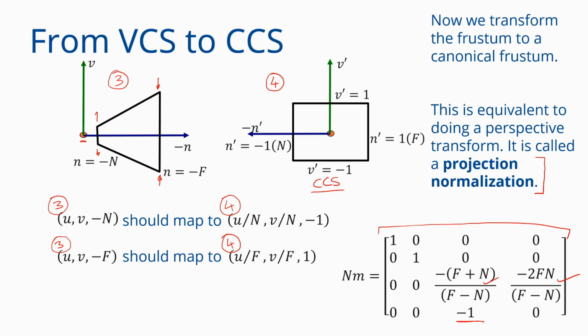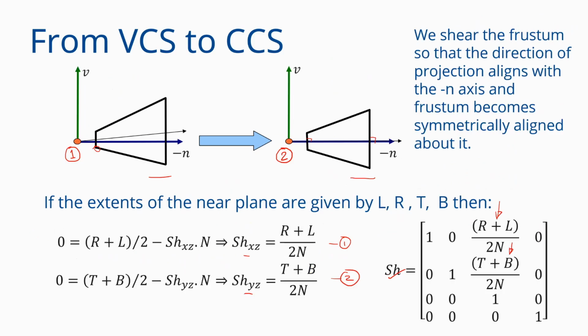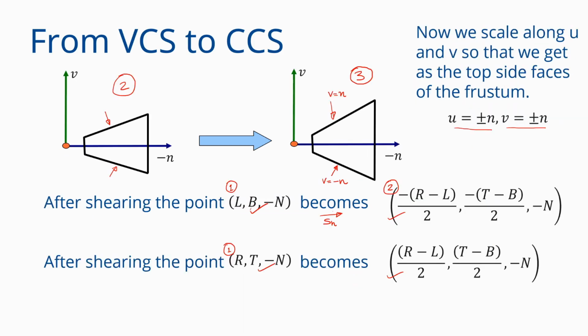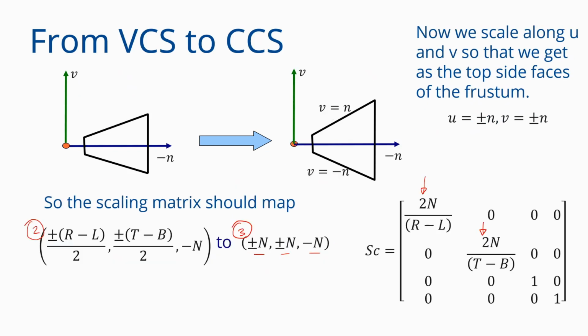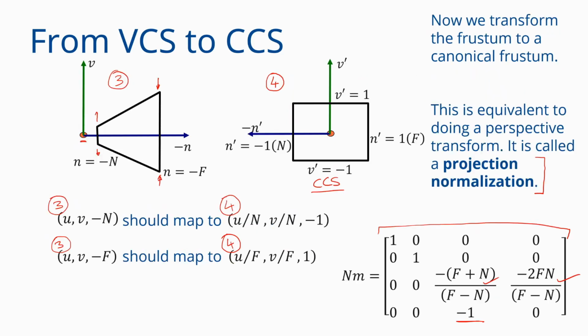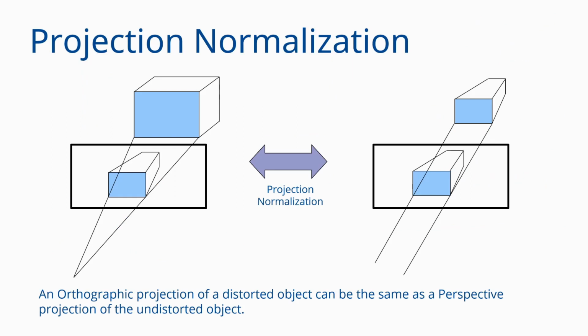So we went through this sequence of transformations. We started with a generic view frustum in VCS. We applied a shear so that it becomes symmetrically aligned about the n-axis. Then we applied a scaling so that the side planes go to plus minus n. And finally, we applied a projection normalization so that it becomes a cube. Why did we do all this? And the reason is this.